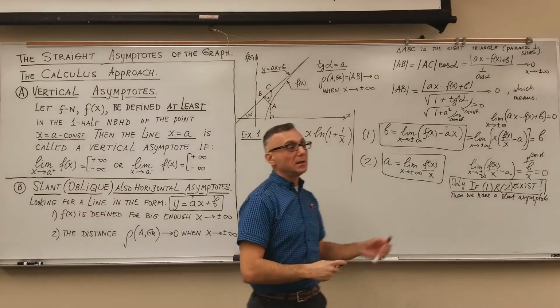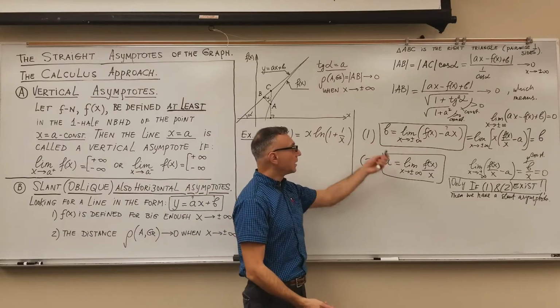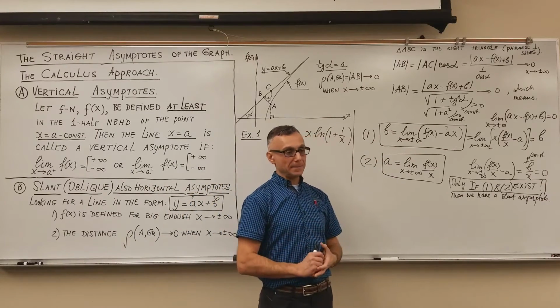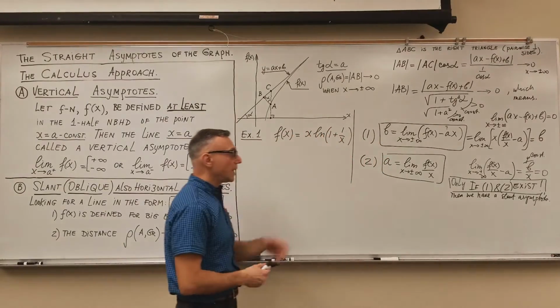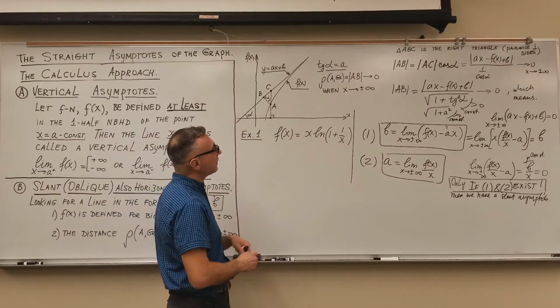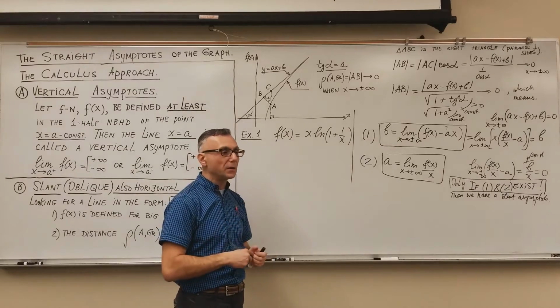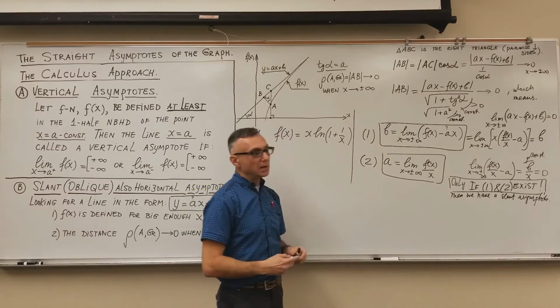So that's a calculus approach. In general, this is how we calculate those two parameters of my asymptote line. Let's just look at a simple example. I will demonstrate this general calculus approach. Given the function f of x is equal to x ln(1 plus 1 over x). Let's find all the asymptotes of this given graph.